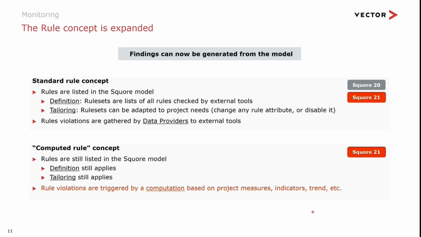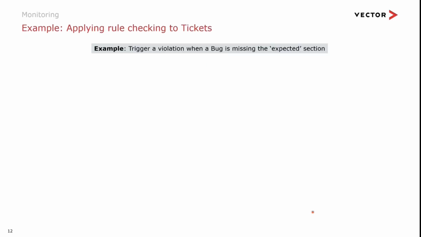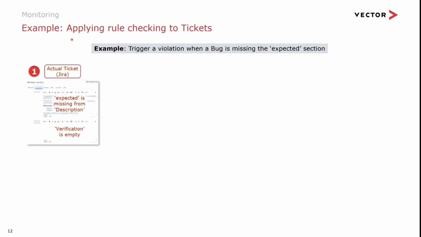So let's take a look at one example. Let's apply the rule checking mechanism to tickets. Usually it's more source code or design maybe, but here let's do it on tickets. And the example is, I want a rule violation when a bug is missing the expected section in its description. So this is what it looks like. Let's suppose we have a ticket here from Jira, for example. It has a description, it has a verification field, and suppose again that the expected is missing from here and the other one is empty.